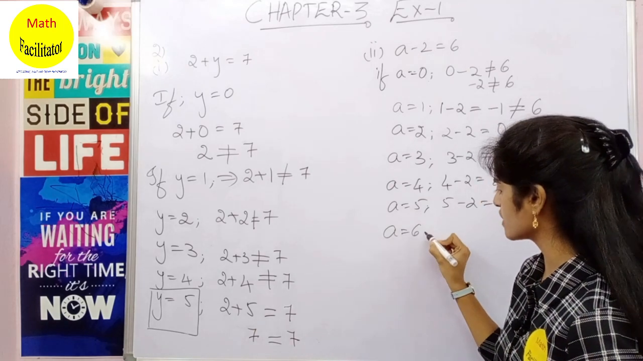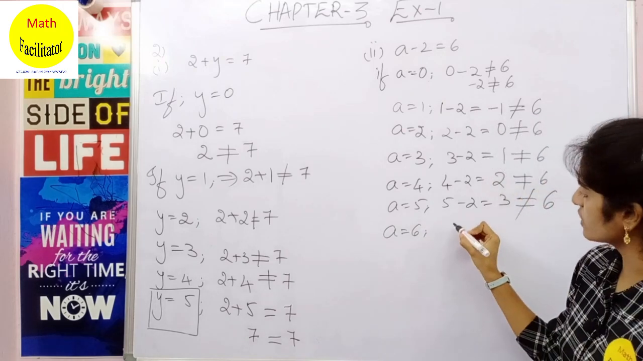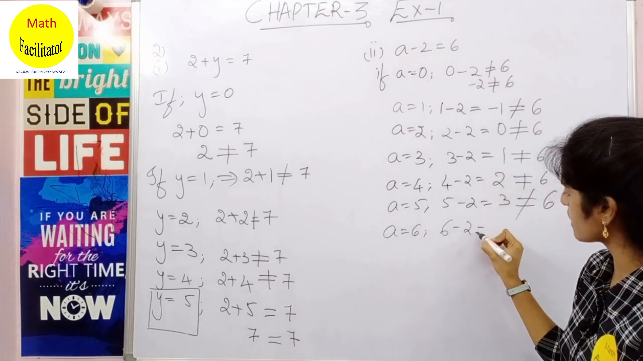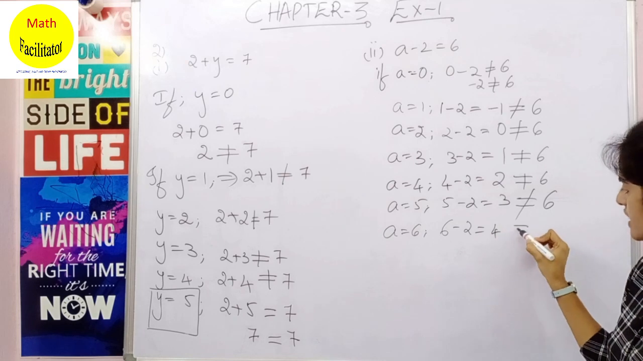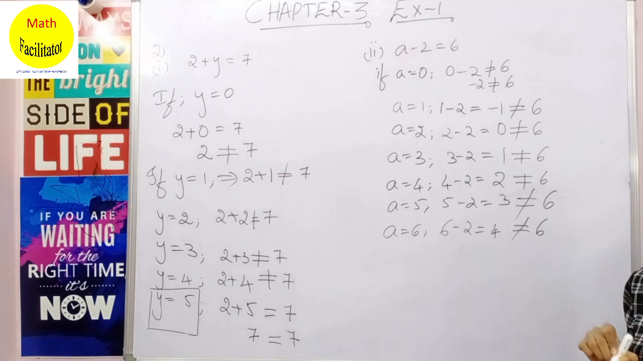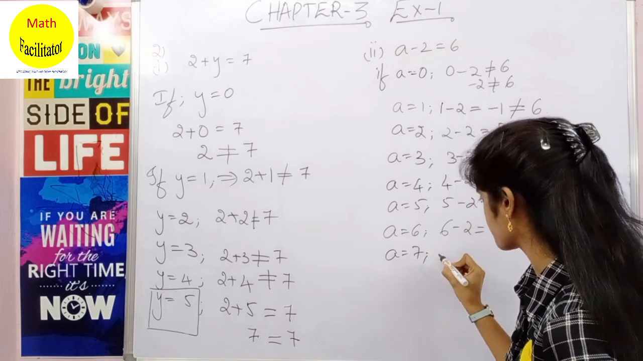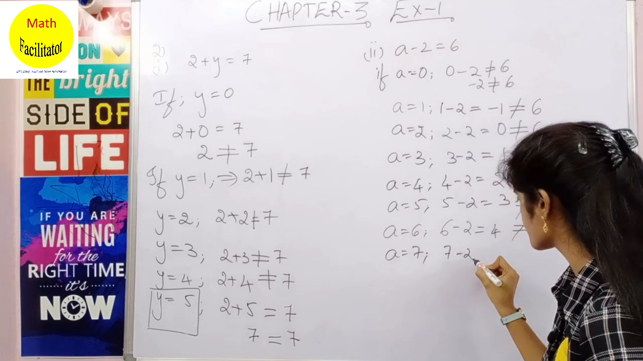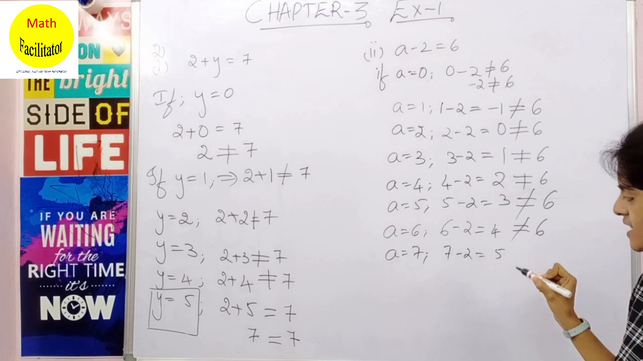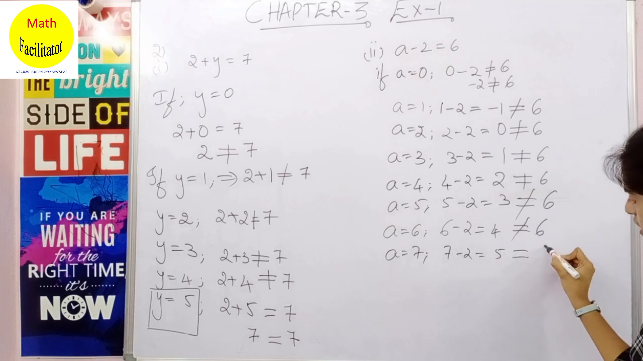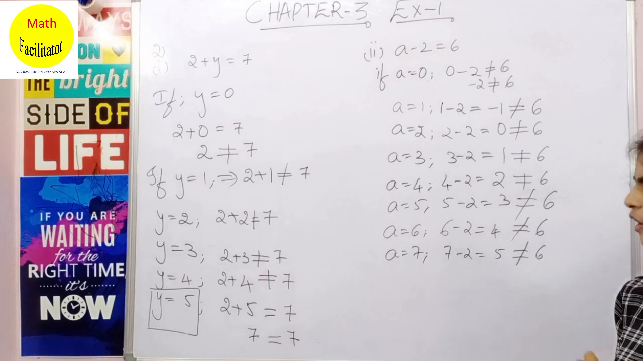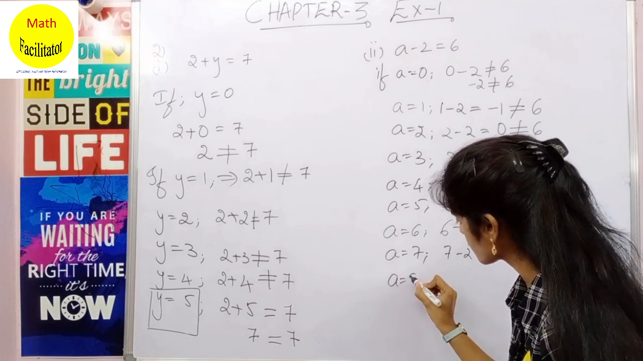Let us take a equal to 6. So this is 6 minus 2. 6 minus 2 is 4. Now 4, is it equal to 6? No, it is not equal to 6. So a equal to 7. Now this is 7 minus 2, and 7 minus 2 is 5. Now is 5 equal to 6? No. Now let us take a equal to 8.